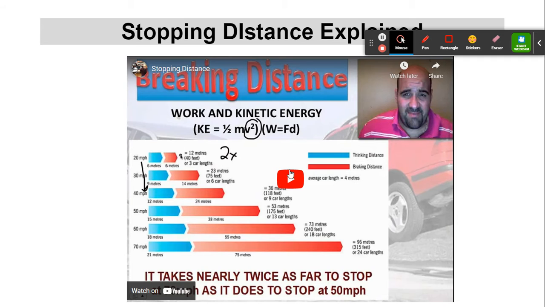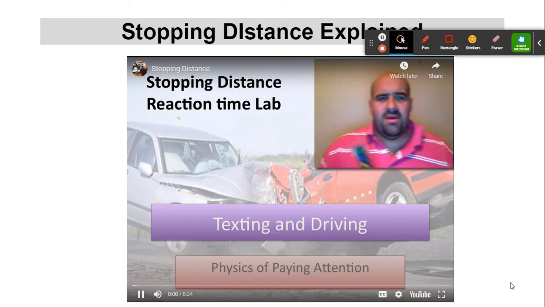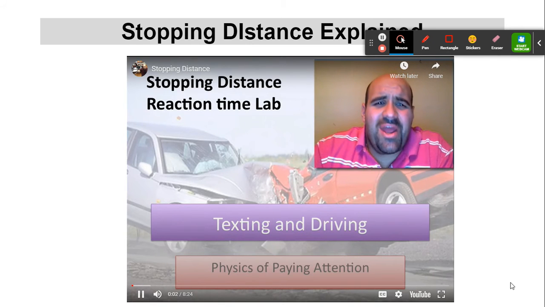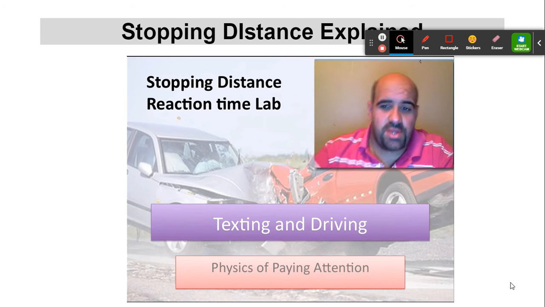Okay, so we're going to get the stopping distance explained with some mathematics here. Kinetic energy, here we go. Hi, Mrs. Phone here, and today we're going to look at stopping distance and reaction time, and kind of call this texting and driving, or the physics of paying attention when you're driving.